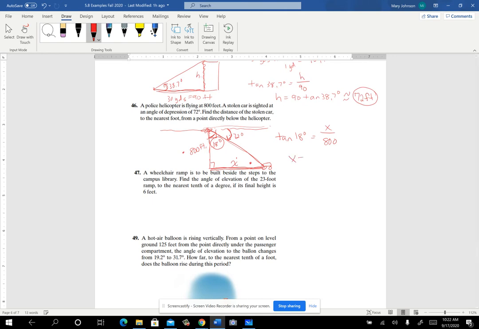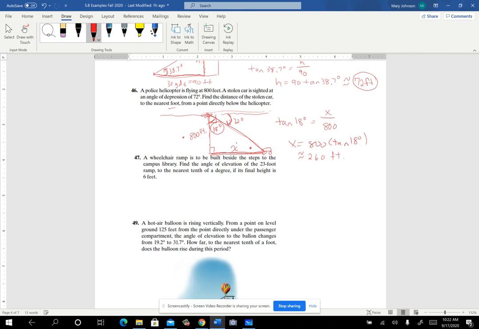So this one I'm going to just multiply 800 times the tangent of 18 degrees. And I wind up getting about 260, to the nearest foot. So this turns out to be about 260 feet.